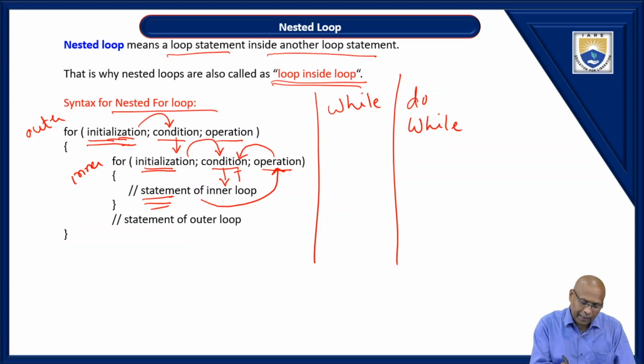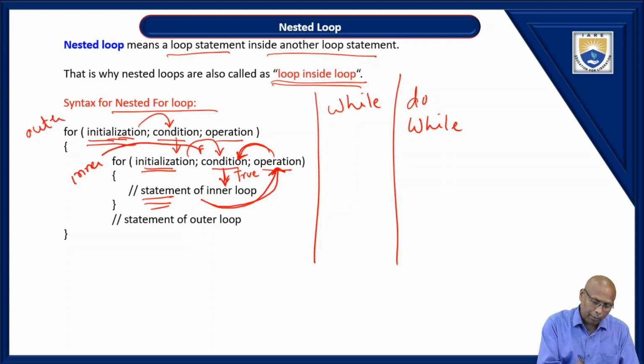If it is true, again it will come inside. After coming inside, it will perform the statement. Again the control goes to operation part. After performing operation, again check the condition. So it will keep on doing like this as long as it is true. If the condition is false, then the control will come out. Then perform the statements which are available here.